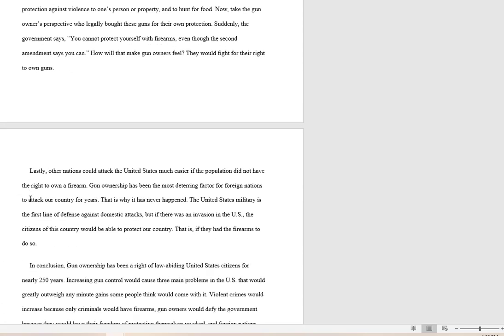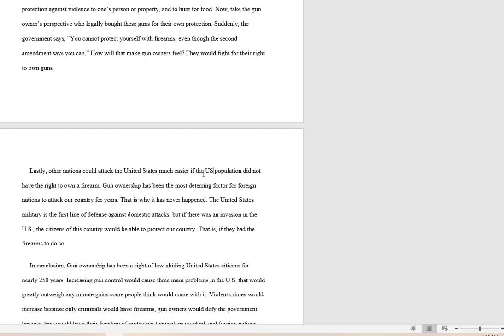Lastly, other nations would attack the United States much easier if the U.S. population did not have the right to own a firearm. Gun ownership has been the most deterring factor for foreign nations to attack our country for years, to attack the U.S.